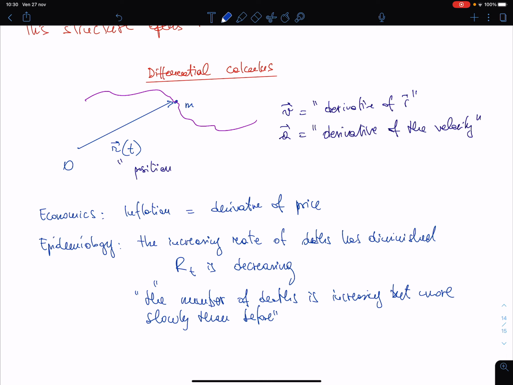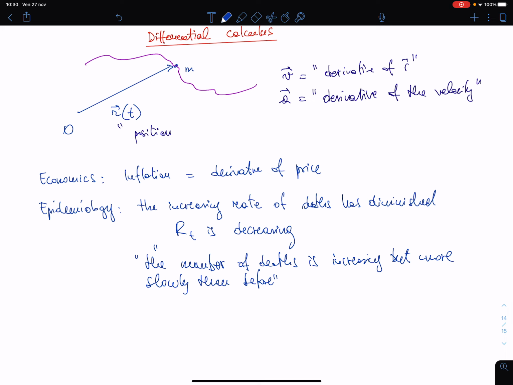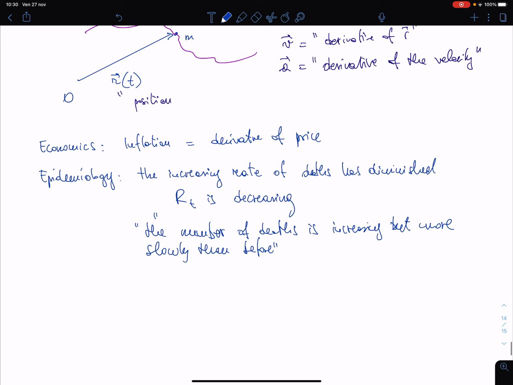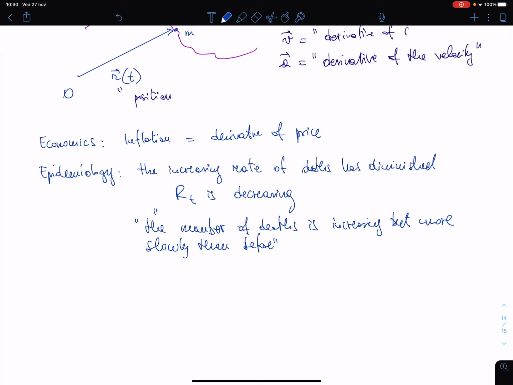And this is when you hear or you read in the newspapers some statements like that, so the rate is increasing and decreasing. From now on, you can understand it in terms of differential calculus, and then you will understand that the true meaning is really more subtle. But I want to give you another example, an example which is quite different, and that comes from tides.